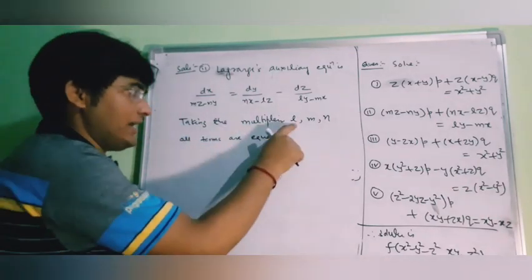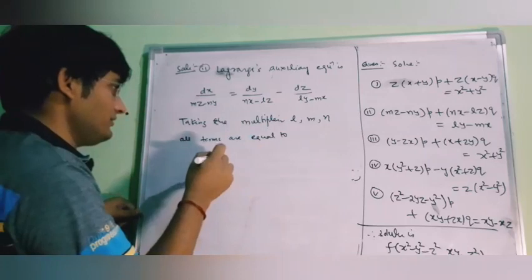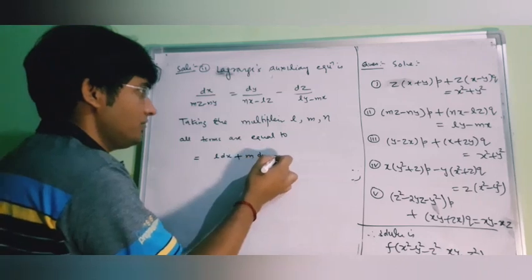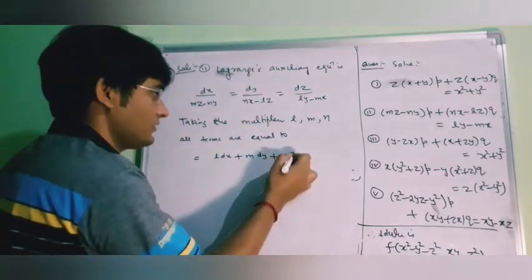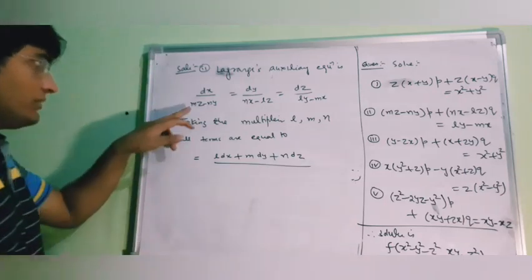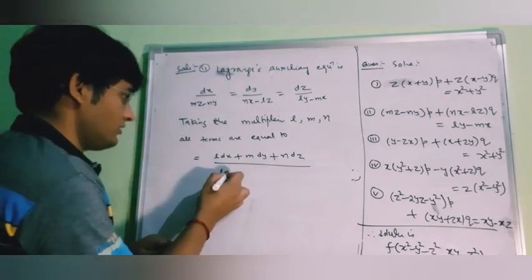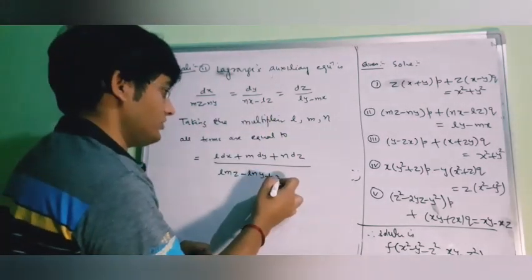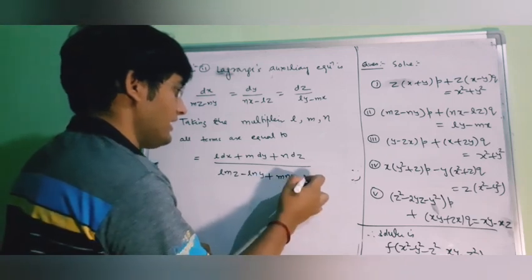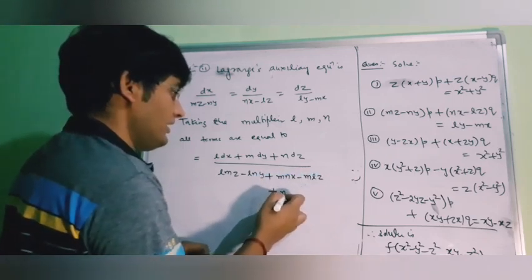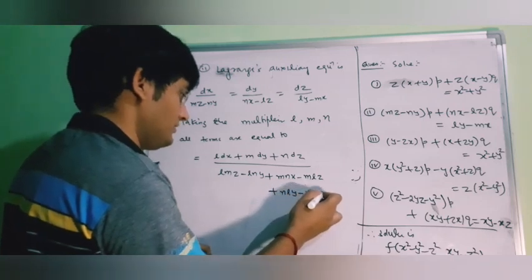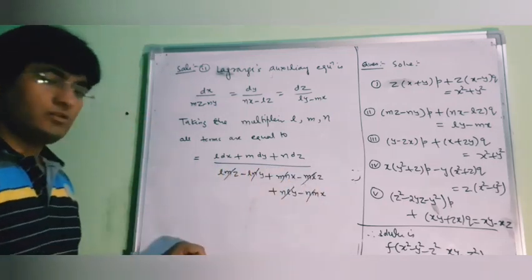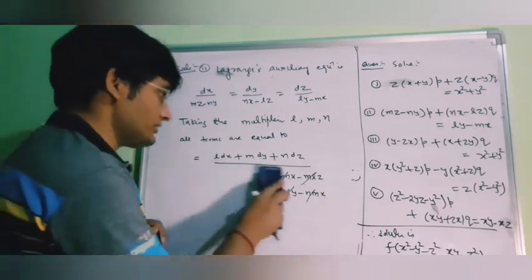Now if you take the multiplier l, m and n, then each of your term will be equal to l dx plus m dy plus n dz. Now here the first term will be lmz, and then this will be minus lny. Now this will be mnx, then we will get mlz, then the third term will be nly, then nmx. Now you can see that all these terms are cancelled to each other. So that means this denominator is 0. So you can write 0 here.